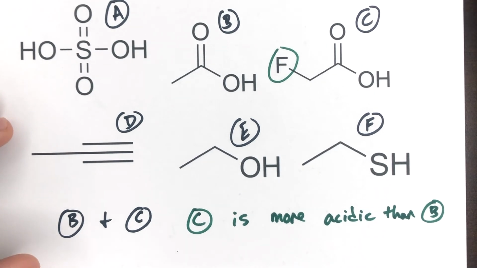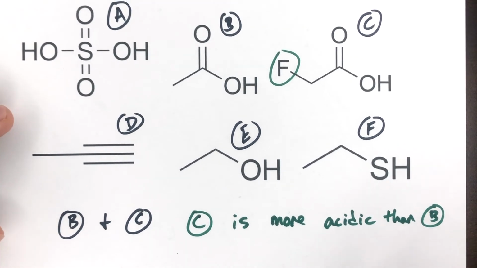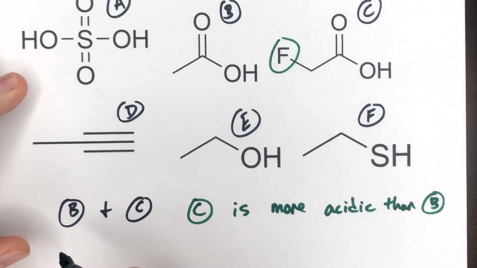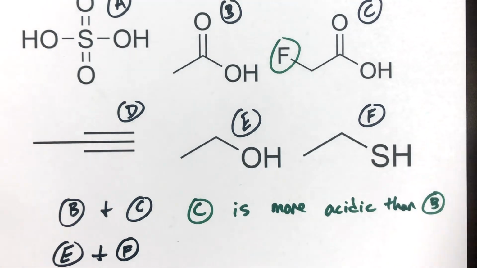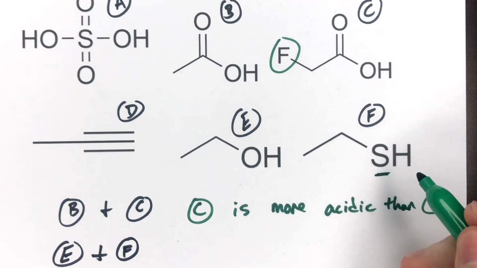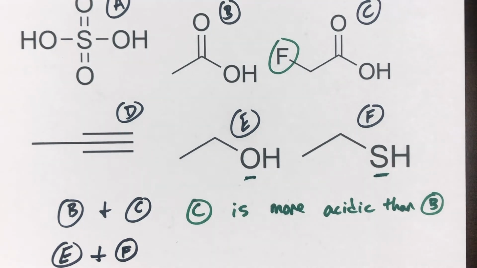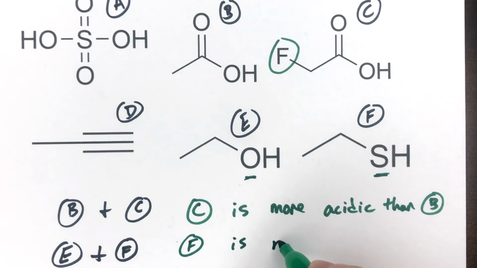Okay, so that's one of our pairs. We know that. Now the next one that's easiest to compare, again, in my opinion, is E to F. We've done this question before in the earlier pairs. So E to F now. Again, the difference lies in atomic size this time, because the sulfur is larger than the oxygen, so F is more acidic than E.